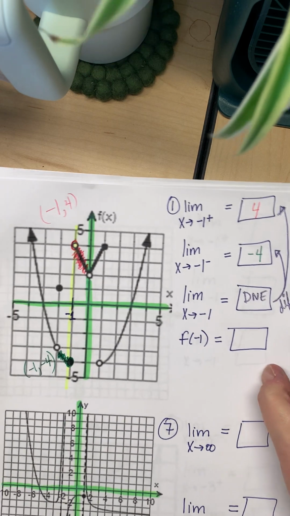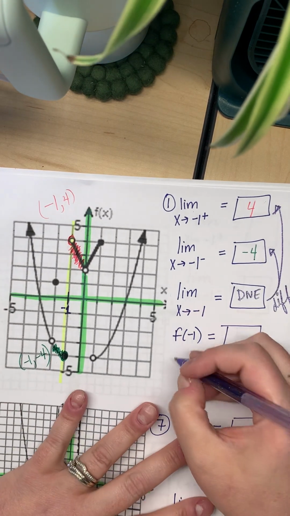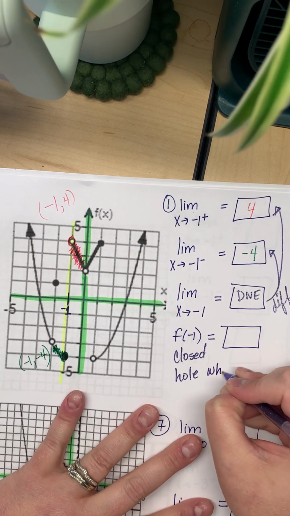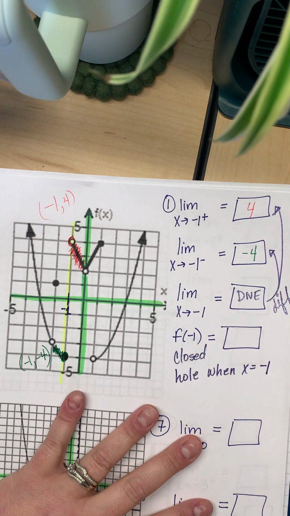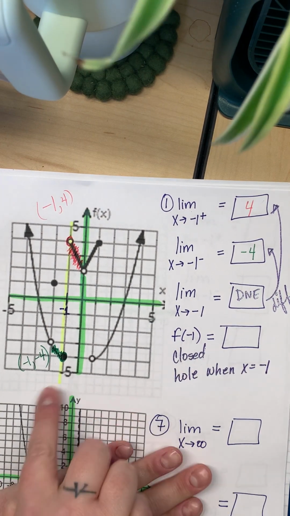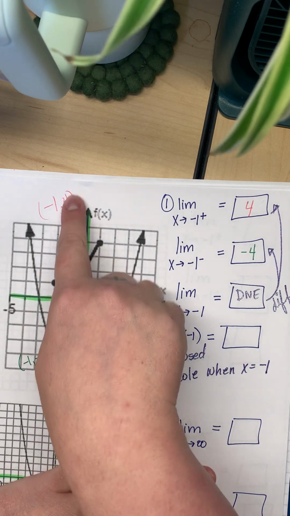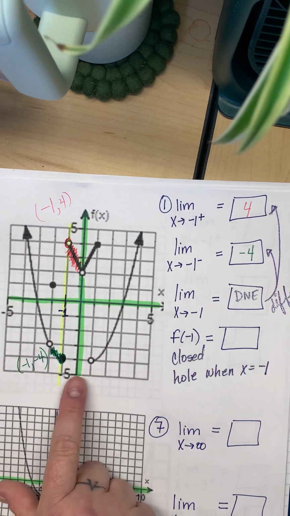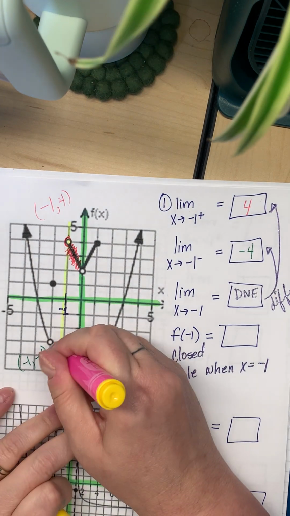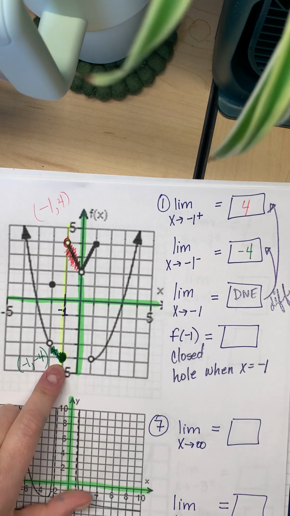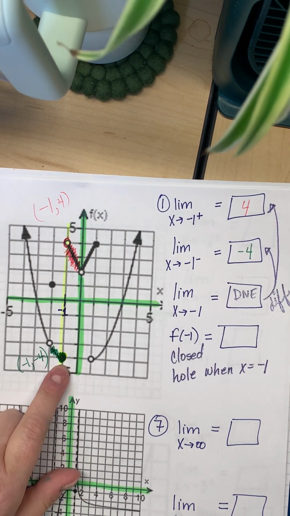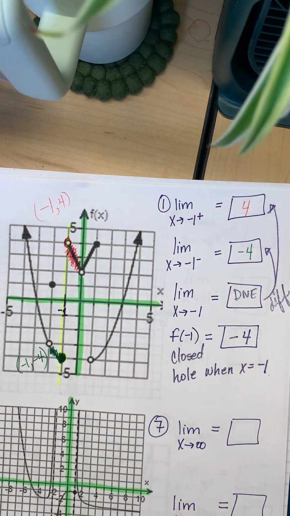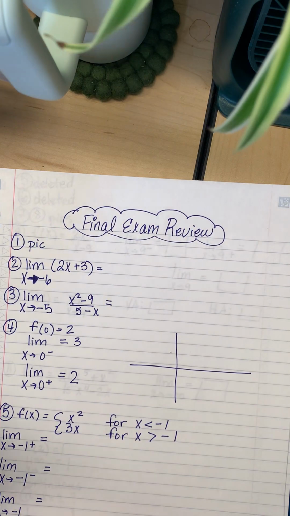And the last one, f of -1, that means look for the closed hole when x is -1. So let's go to -1. It's this highlighted line, and we're going to look for the closed hole. And the closed hole is right here. And the y value of that closed hole is down 1, 2, 3, -4. Yay. Okay, let's go to number 2.